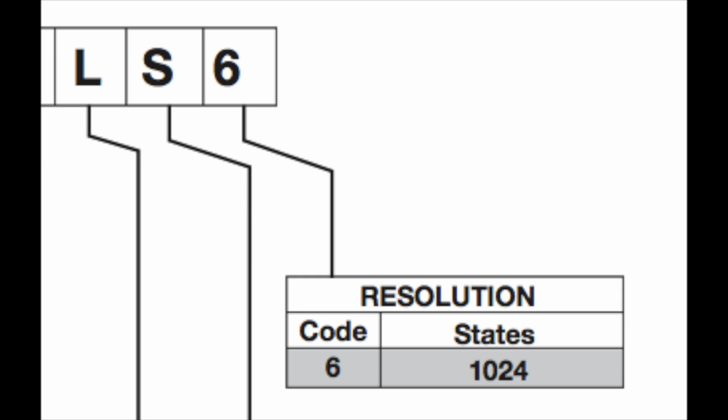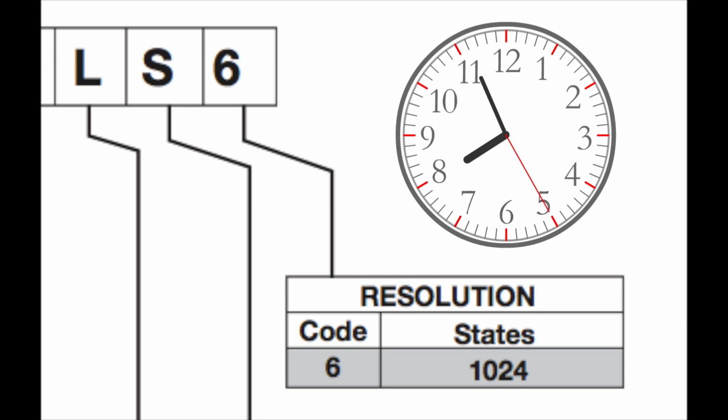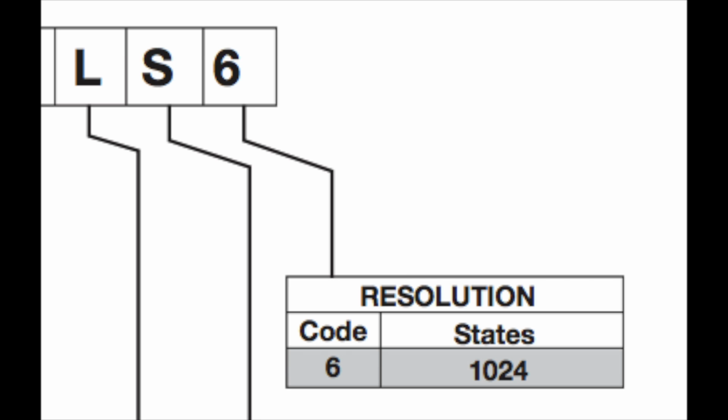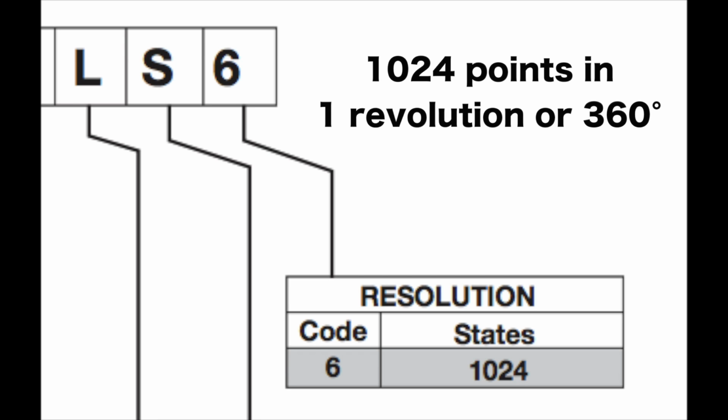The resolution for this sensor is 1024 points per revolution. You can think of this like the second hand on a clock. The second hand moves 60 times in 1 revolution. That is 60 times in 360 degrees, or 60 ppr. That's points per revolution. Therefore, the encoder has 1024 points in 1 revolution of 360 degrees.